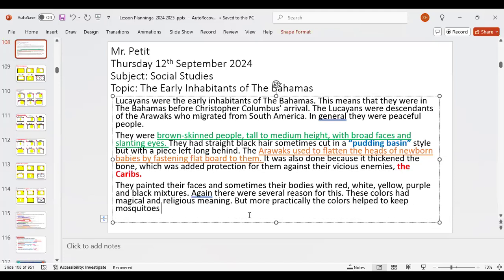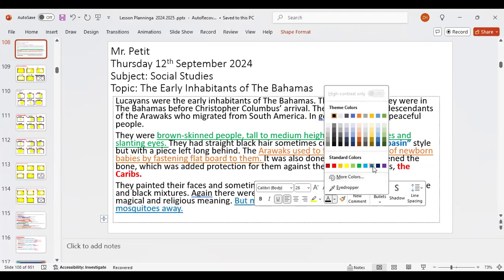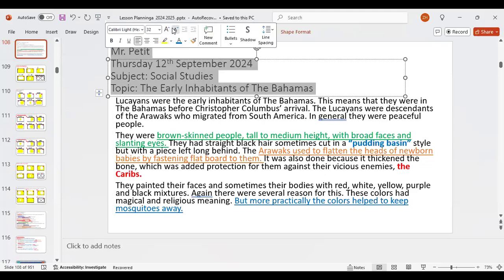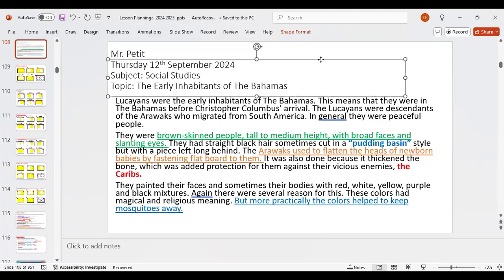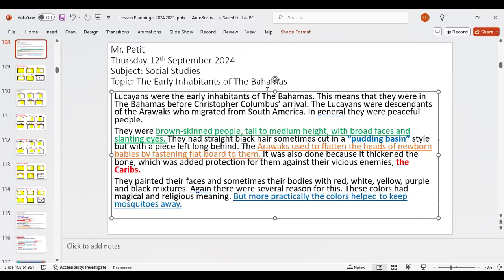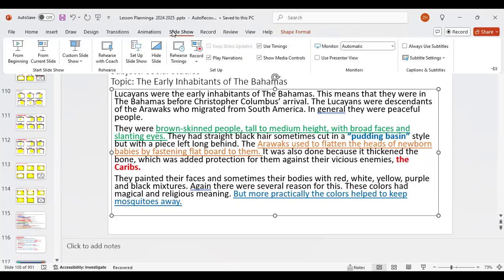Can I say something, Mr. Petit? Go ahead. Did you know that some animals almost went extinct because they were eaten by the Lucayans? I think we did something like that before in our studies. I cannot remember. I'll have to look back at that. I remember reading that in my social studies book. Yeah, I remember reading something, that's for real.